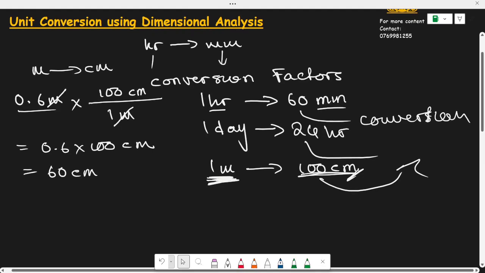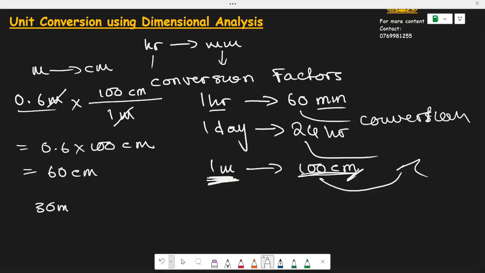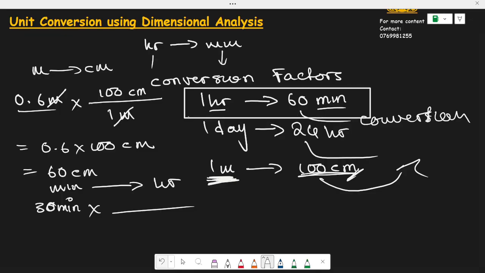Okay. How about you were given 30 minutes? Actually, 30 minutes is sort of easy to do, but anyway, let's go with it. You're given 30 minutes and you're told to convert 30 minutes into hours. So you're moving from minutes to hours. What do you do? Like I said, you make a fraction. Then what should be on the bottom is what you don't want. What should be on top is what you want. So the conversion factor that we are considering is this one, A.